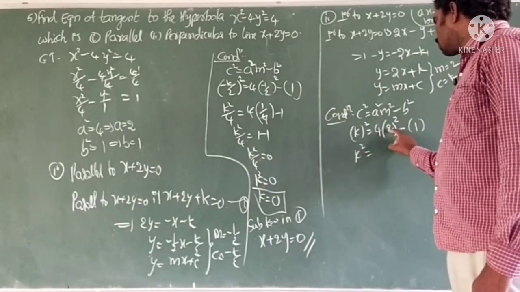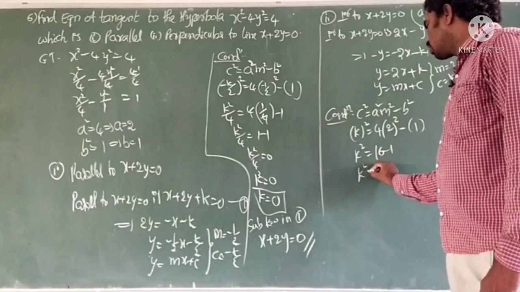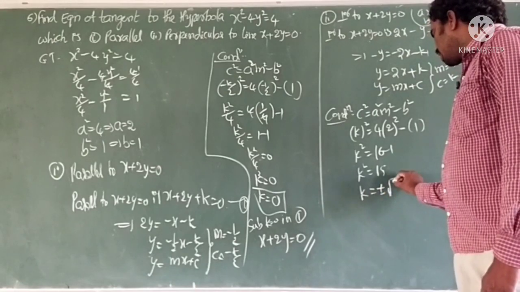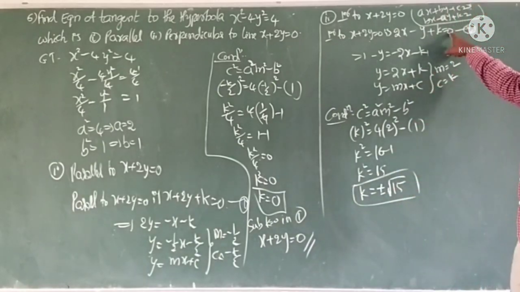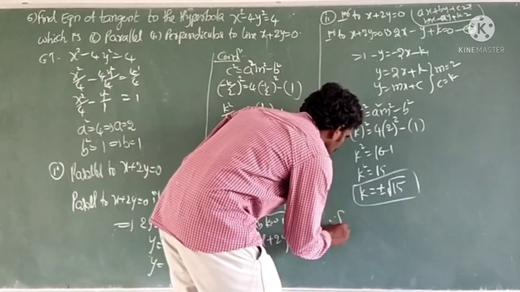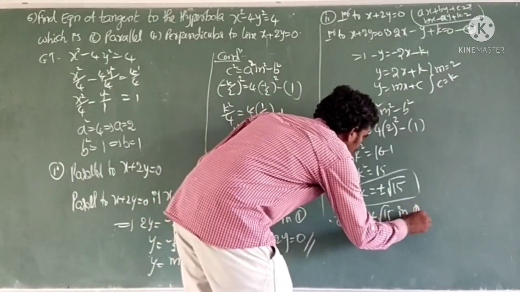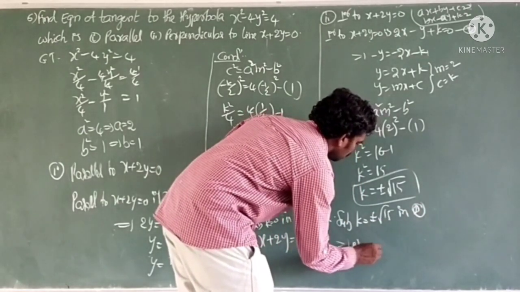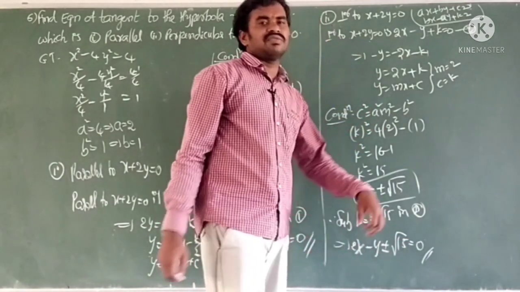So k square equal to 4 times 4, which is 16, minus 1. So k square equal to 15. So k equal to plus or minus root 15. So we got the k value. Substitute this k value in equation 2, and we get the perpendicular equation of the given tangent. So substituting k equal to plus or minus root 15 in equation 2, equation 2 becomes 2x minus y plus or minus root 15 equal to 0. This is the solution of the given question.